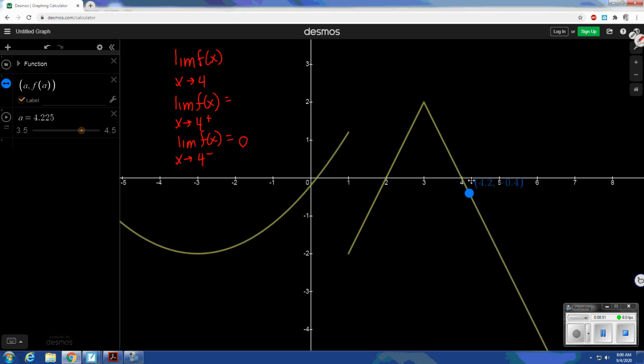Now if I move this point to the other side, so now it's approaching 4 from the positive direction, if we play through this animation, it will bounce back in a second. Now as the x values approach 4, what are the y values approaching? You can see that they're also going to 0. Because our one-sided limits were the same, we can say that the two-sided limit exists and its value is 0.